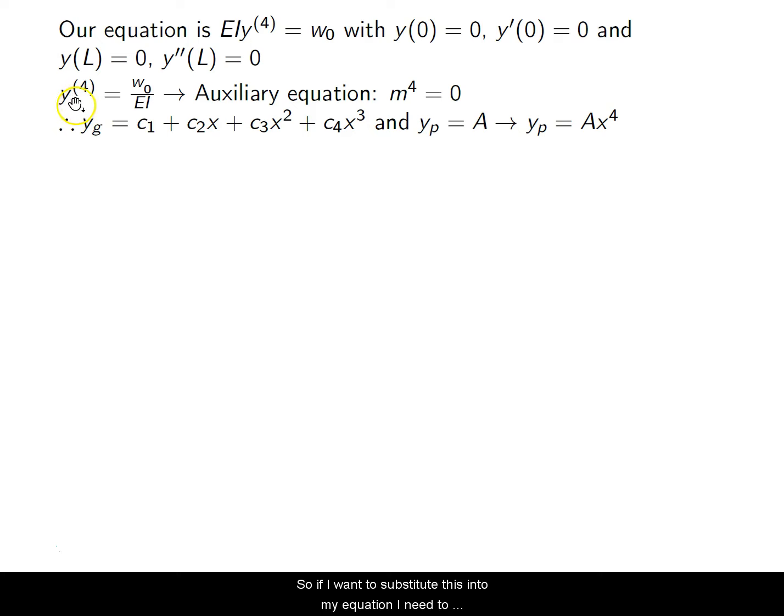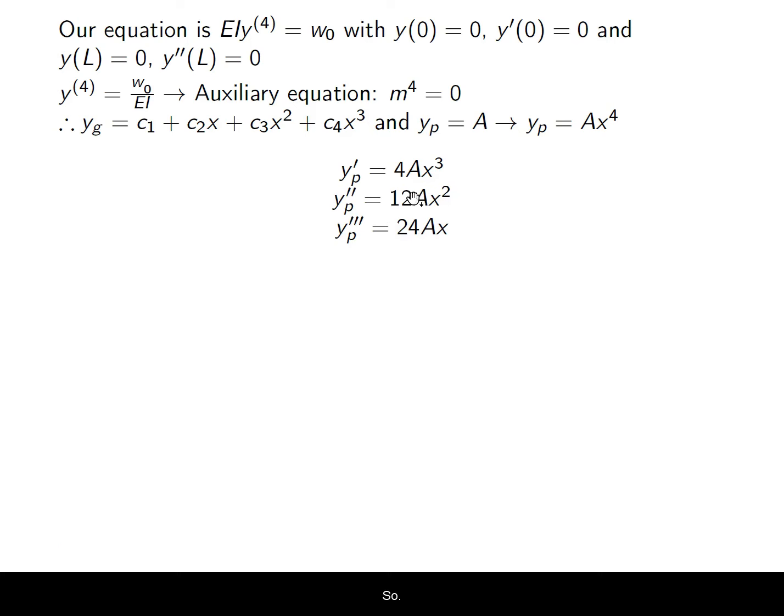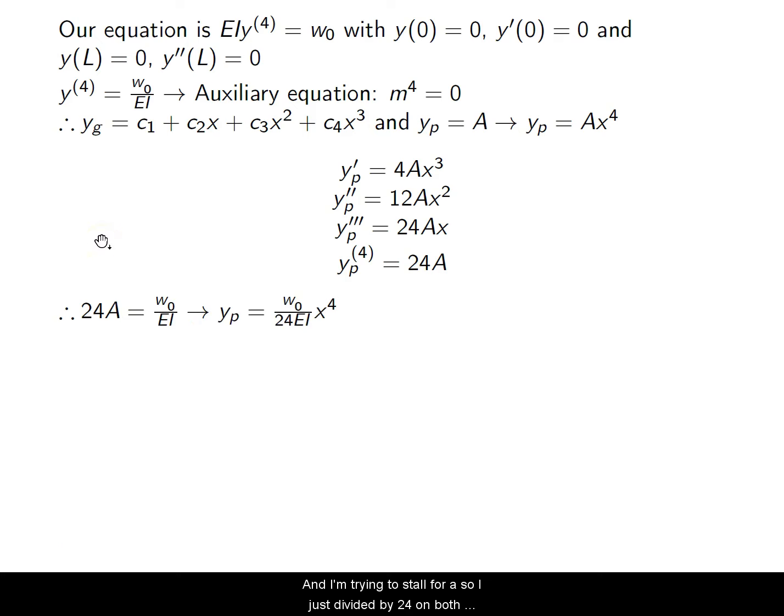So if I want to substitute this into my equation, I need to take this derivative 4 times. Very easy to do. This should be the easiest derivative you have ever done. It's just a power function, so I get y_p'''' equals 24a. Now I set this equal to my function. Plugging this in, I get 24a is equal to this constant, and I'm solving for a, so I divide by 24 on both sides. My constant a is W naught over 24 EI.